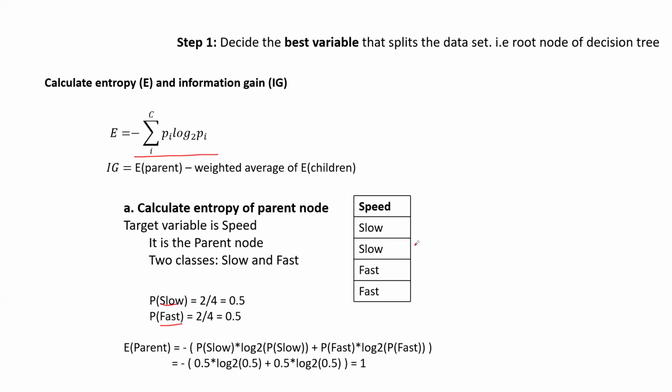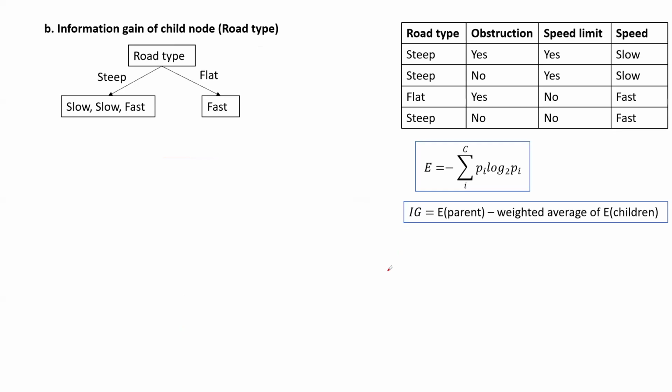Looking at this, we can also know the entropy is 1, because 2 out of my 4 are equally proportioned. My classes are equally split: 2 slow class and 2 fast labels in my 2 classes. So it can be 1, as we have already seen. And now we have to calculate the information gain for the child nodes.